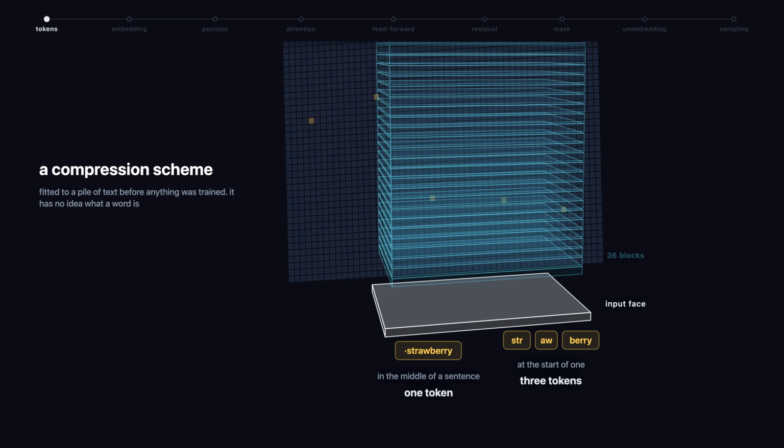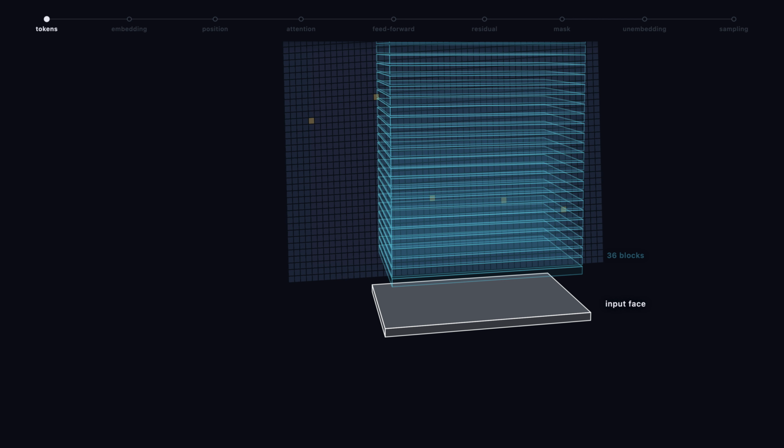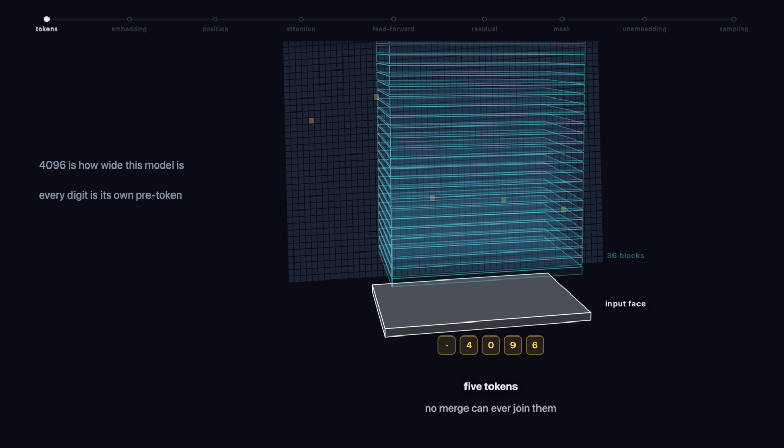It is also, quietly, why models are bad at counting letters. If the model never receives strawberry as letters, asking it how many R's are in it is asking it to remember a fact about a symbol it cannot see. Numbers get it worse. The number 4096, a number this model is built out of, arrives as 5 separate tokens. A space, then 4, then 0, then 9, then 6. Every digit, always, on its own, which means arithmetic is not something the model reads. It is something the model has to reassemble.